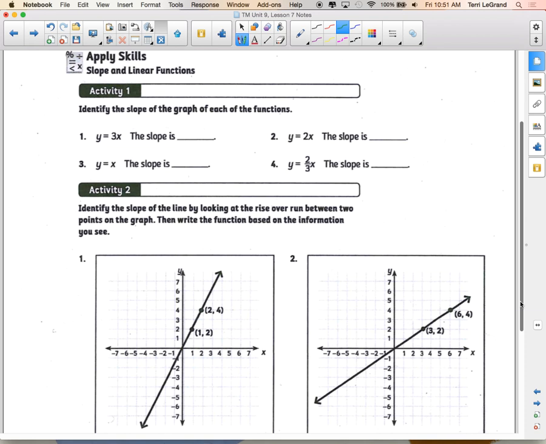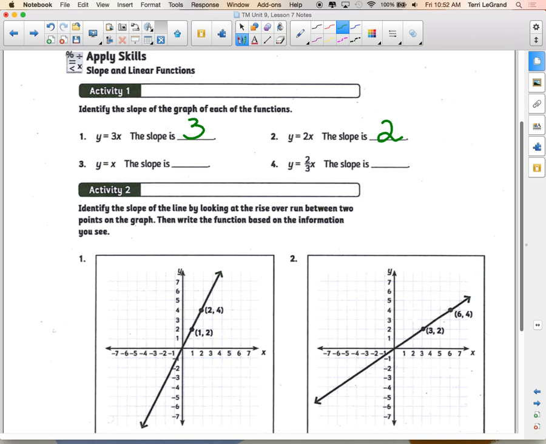Without having a graph, without having a table, just having the equation, just having the function. Okay, y equals 3x. What's the slope of that one? 3. We just did that one on the front, right? Number 2, y equals 2x. What would that one's slope be? 2. X is being multiplied by 2. So the slope is 2.